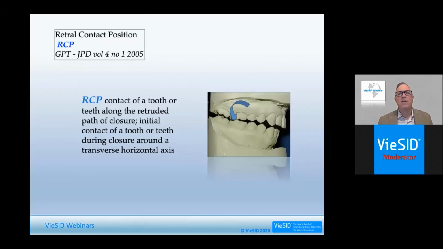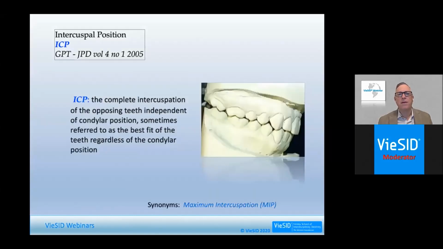Retrocontact position is the contact of a tooth or teeth along the retruded path of closure. It's the initial contact of a tooth or teeth during closure around the transverse horizontal axis, i.e. the first tooth to touch when the mandible is in reference position.